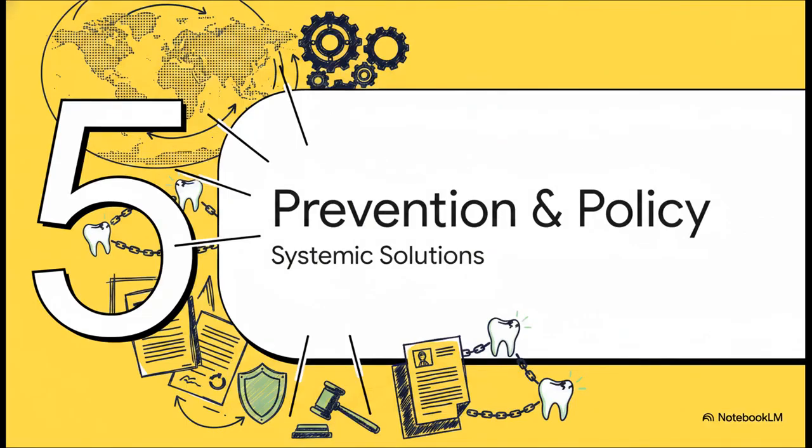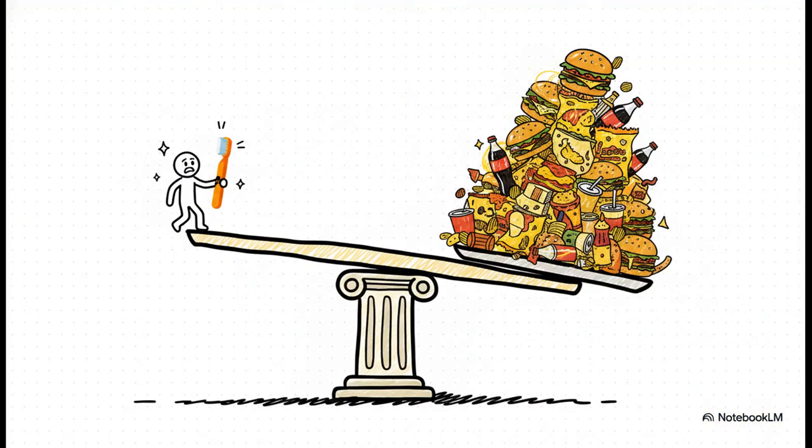And finally, Section 5, Global Prevention and Policy, Systemic Solutions. Okay, let's zoom out to the macro level. Because while individual actions, like brushing with fluoride twice a day, flossing, and cutting back on sugary snacks are absolutely vital, the World Health Organization emphasizes that governments really have to step in.